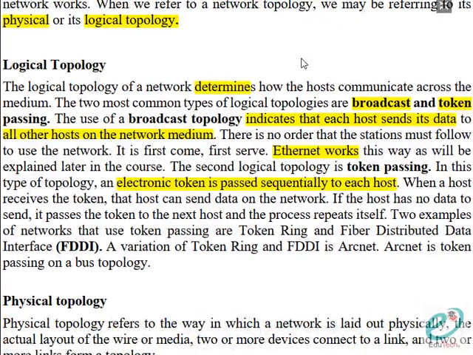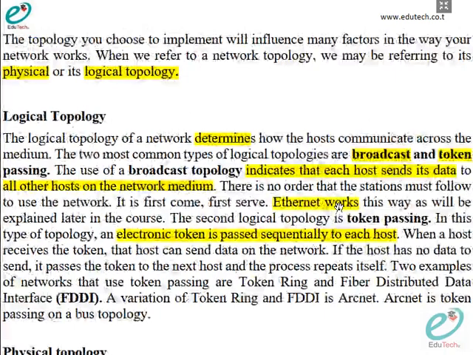Now, when a host receives the token, that host sends data on the network. If the host has no data to send, it passes the token to the next host, and the process repeats itself several times. Two examples of networks that use token passing are Token Ring and Fiber Distributed Data Interface. Here you have two examples. One is called Token Ring, and the other is Fiber Distributed Data Interface.